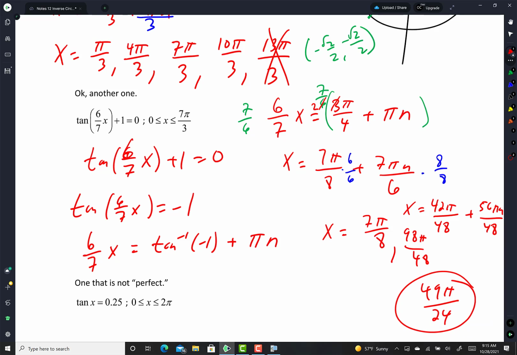Is 49 pi over 24 inside this 7 pi over 3? I don't know. How do you check it? I'm going to make it decimal form. Yeah, common denominator. That's a 24. 3 times what gives you 24? So multiply this by 8 over 8. What's 7 times 8 again? So 56 pi over 24. So yeah, it's in there.